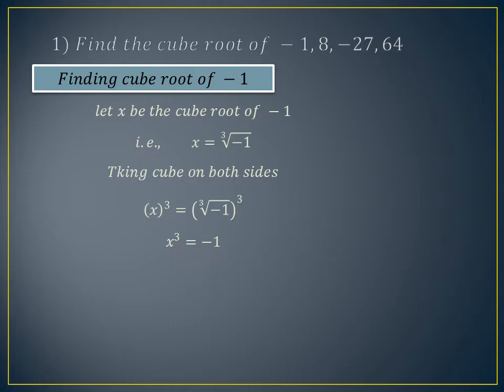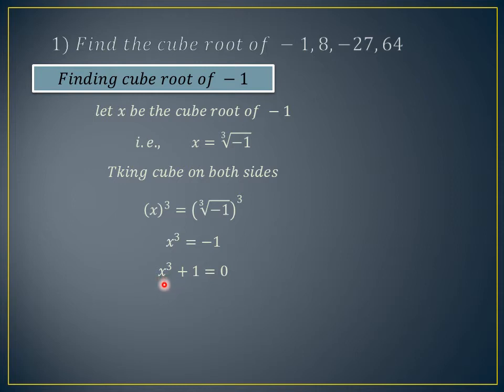We have to apply some formula here. So first of all, before applying the formula, we have to bring minus 1 to the other side of the equation. It will become x cube plus 1 equals 0. Now we are having two terms, and we cannot take anything common from these two terms as no common digit is there. So we have to apply the formula.